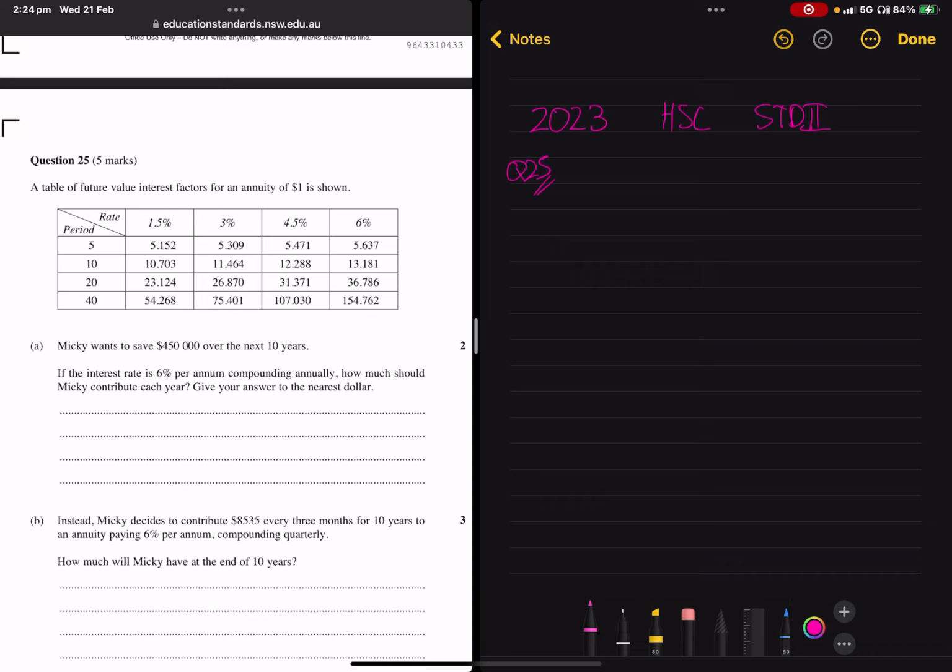Mickey wants to save $450,000 over the next 10 years. If the interest rate is 6% per annum compound annually, how much should Mickey contribute each year? Give your answer to the nearest dollar.